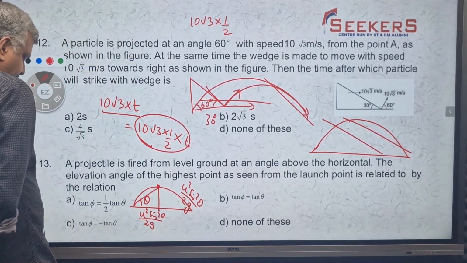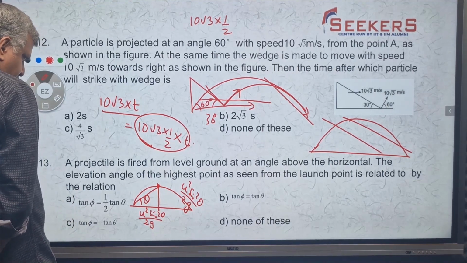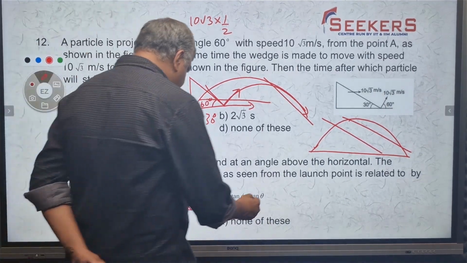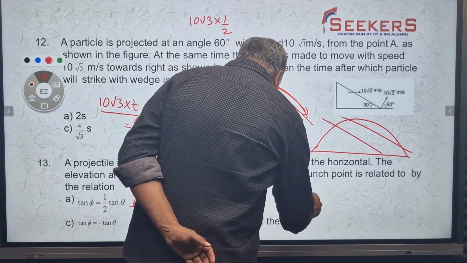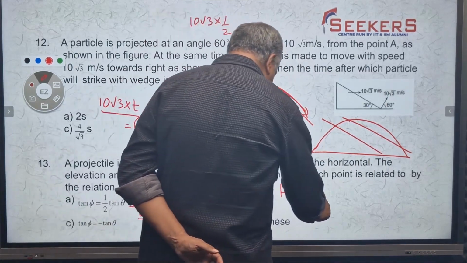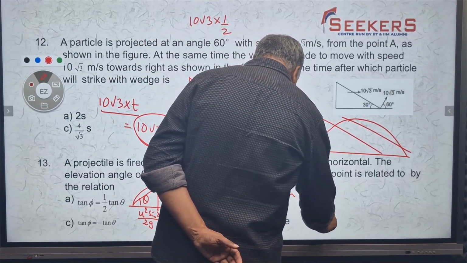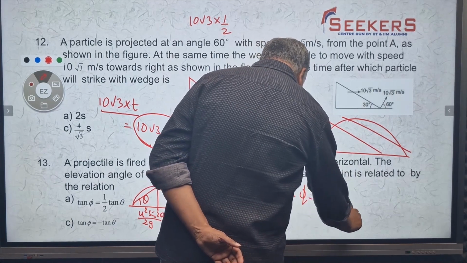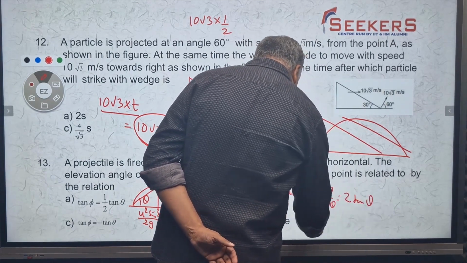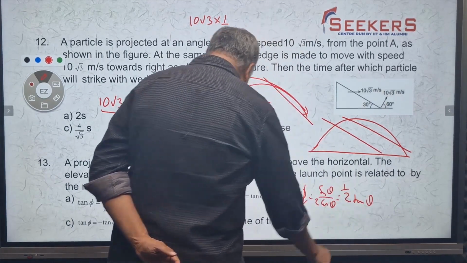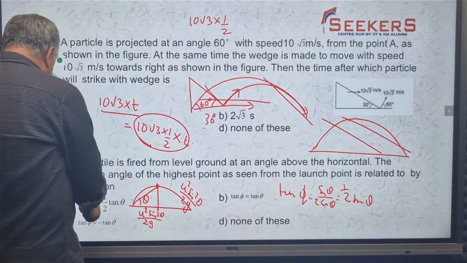So when I say tan theta is equal to this by this, I will see that tan phi is equal to sine squared theta. So it will become sine theta by 2 times cos theta. So that will become 2 times tan theta. So tan phi is equal to 1 by 2 times tan theta. So I'll go for option A.